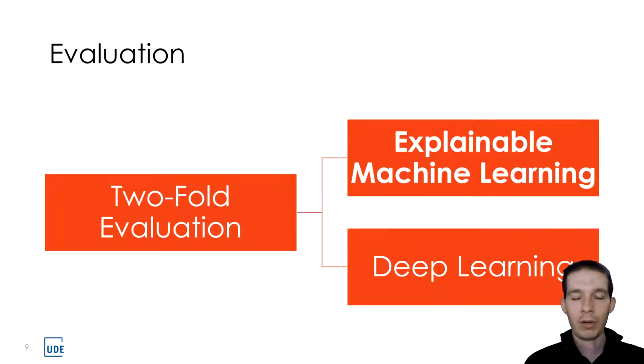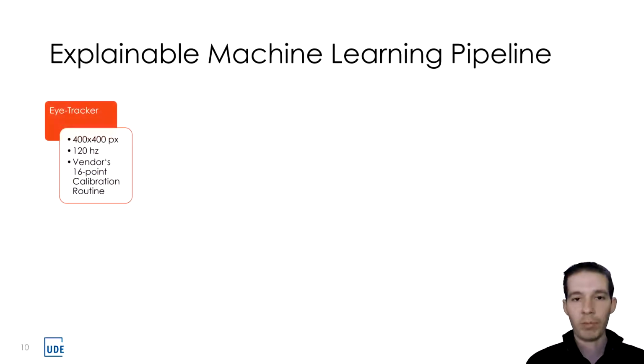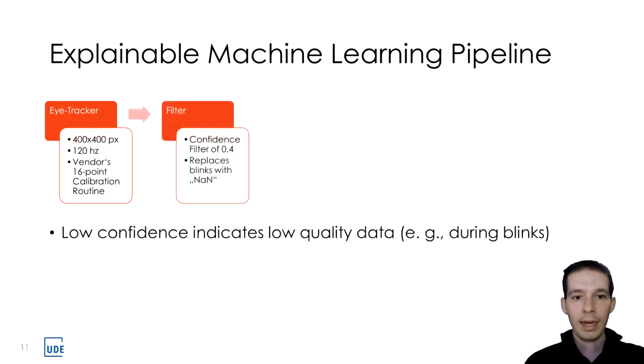To evaluate our concept, we first collect the participants' data by setting the eye tracker to a resolution of 400 x 400 pixels at 120 Hz. We furthermore perform the vendor's default 16-point 3D calibration routine. After collecting the data, we apply a confidence filter of 0.4 to the data. This filter replaces all recorded data points with not a number markers that indicate that the eye tracker was not confident at the time of recording, as for example it is during blinks.